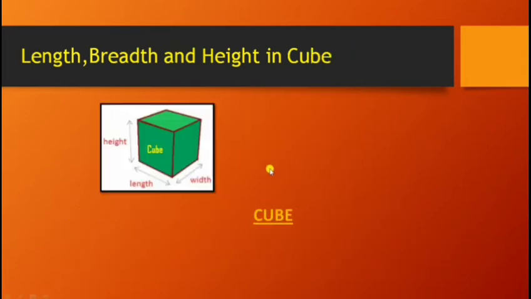Now let us have a look at the cube. Again you are seeing in the cube also the term length is there. Just now I told you width is the same as breadth, so here it is width, and the height. Only some small differences there compared to the cuboid concept.